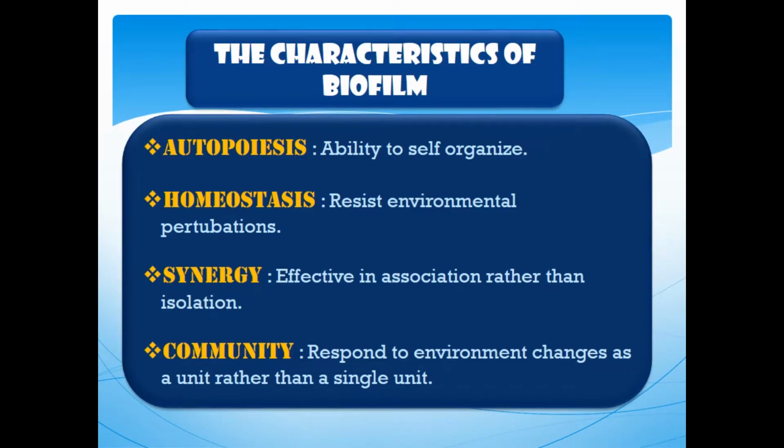And next we are going to discuss the characteristics of biofilm. There are four main characteristics of biofilm. The first one is autopoiesis. So what is autopoiesis? Autopoiesis is the ability to self-organize, which means the microorganisms of different species involved in the development of biofilms are able to self-organize among themselves.